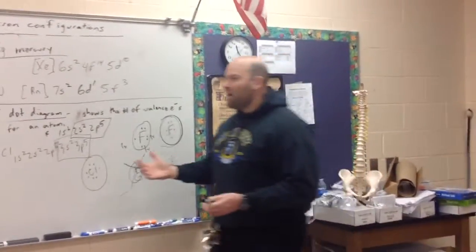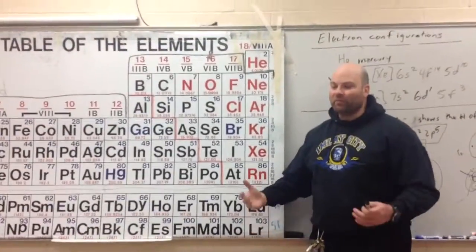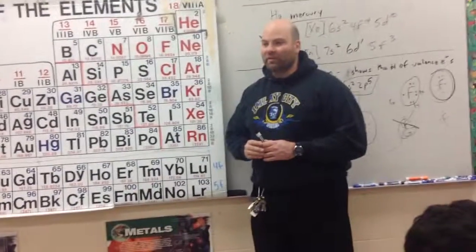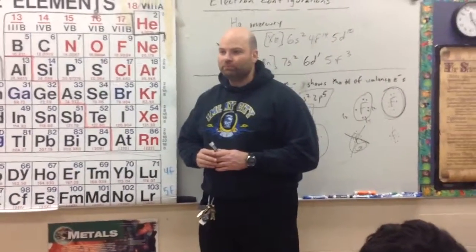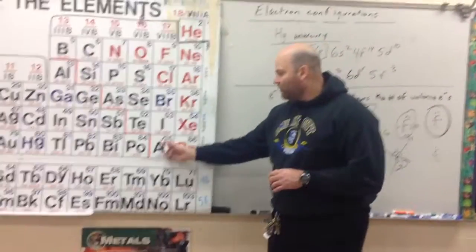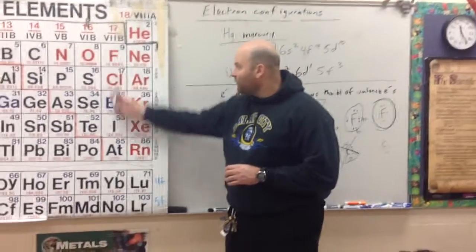Now, based off of that, if I asked all of you to do the electron dot diagram for bromine, would you write out an electron configuration to determine it? I would say no. And in fact, all these guys are going to have how many electrons for the dot diagram? 7. 7 for all of these.